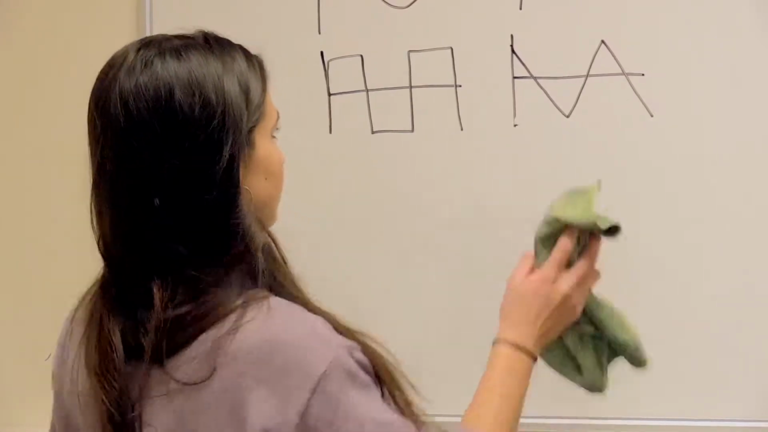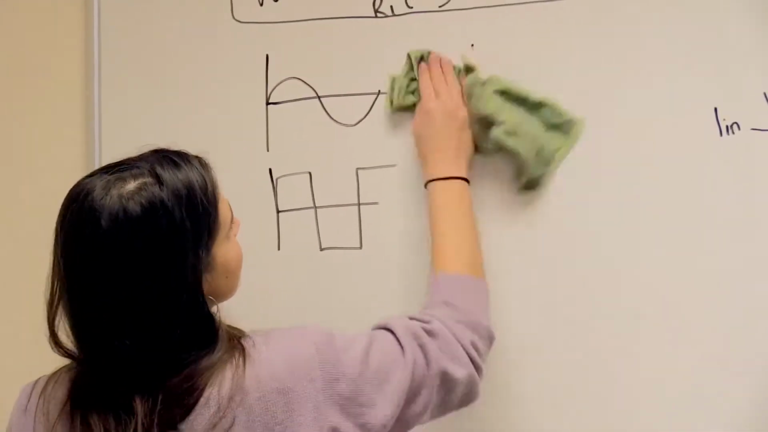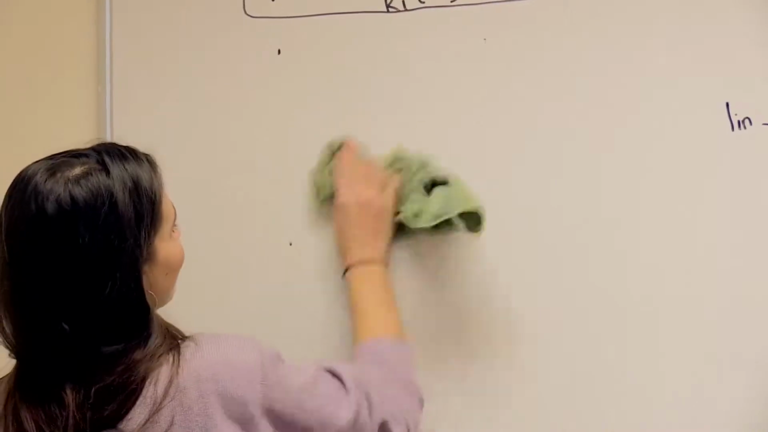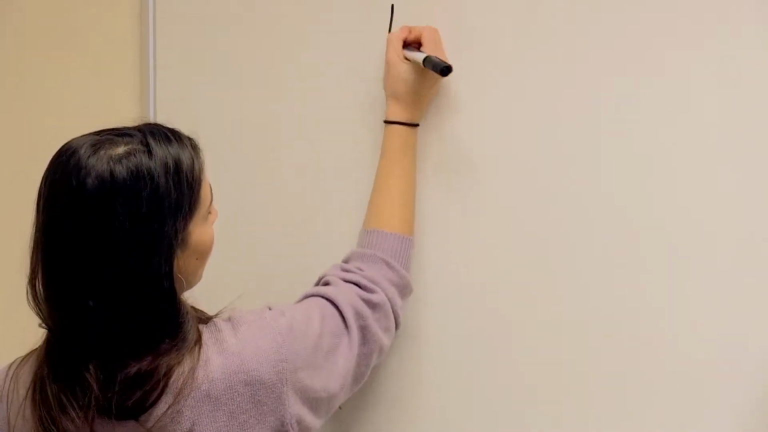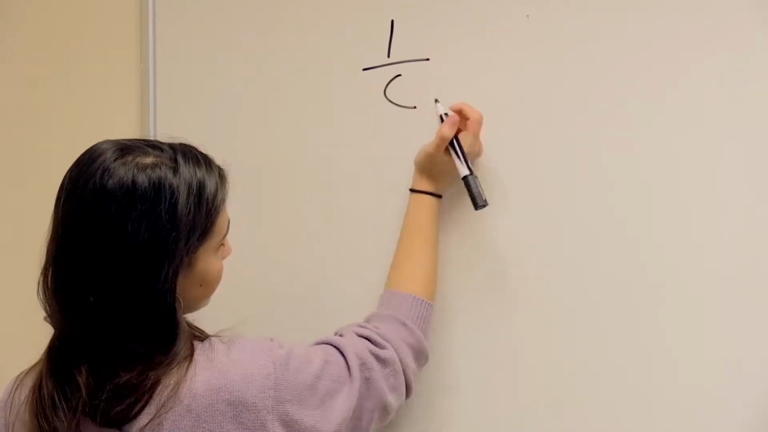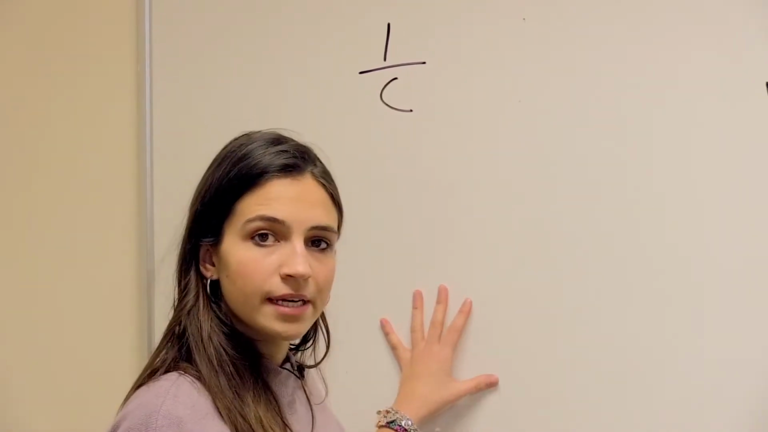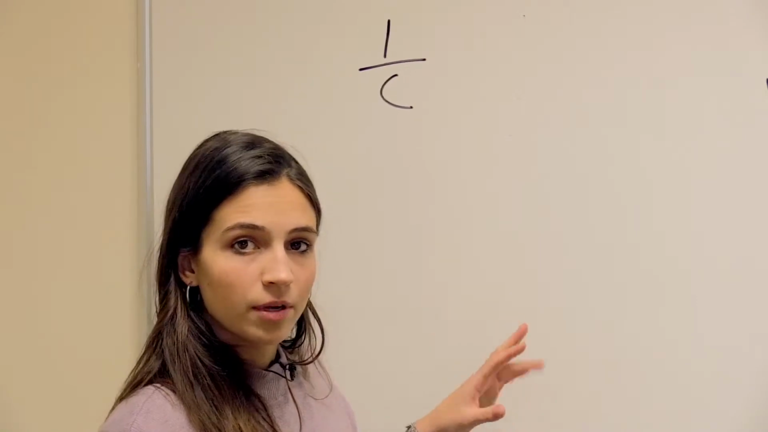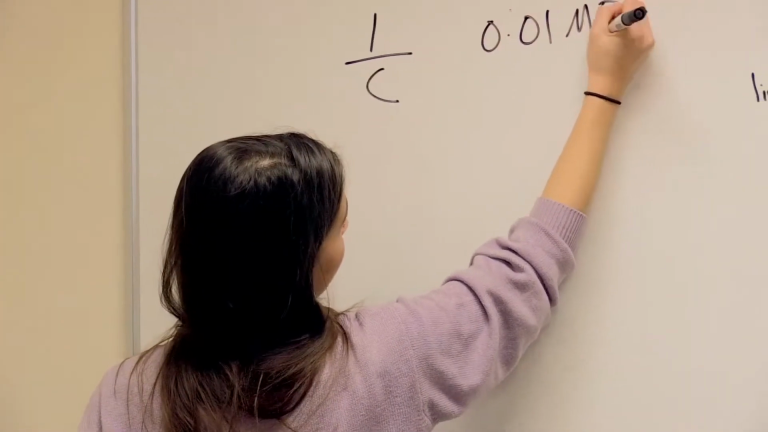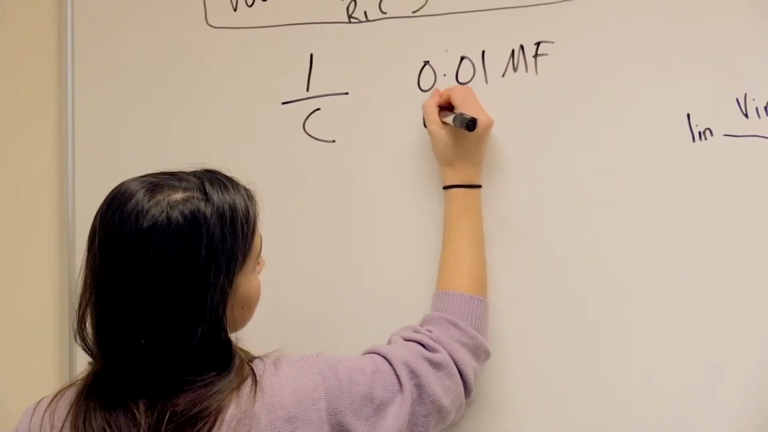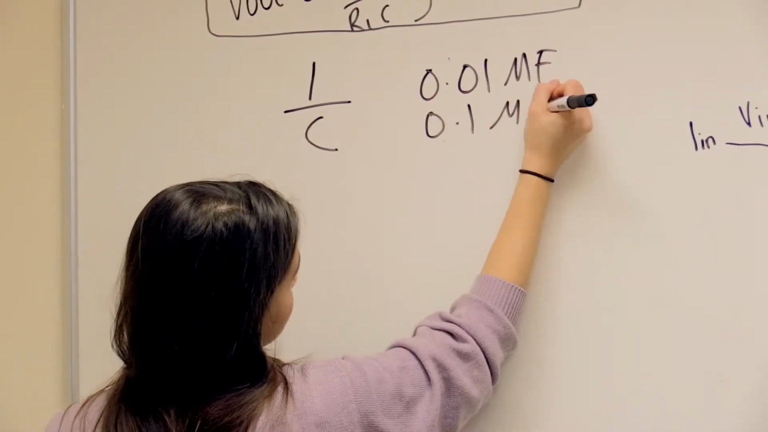The second thing to note is that V out has a dependency of 1 over C. So this means that in my next video I'm going to use two capacitors. One is going to be 0.01 microfarads and one is going to be 0.1 microfarads.